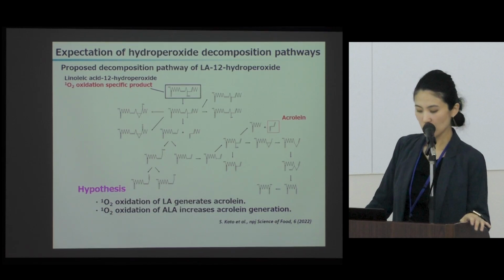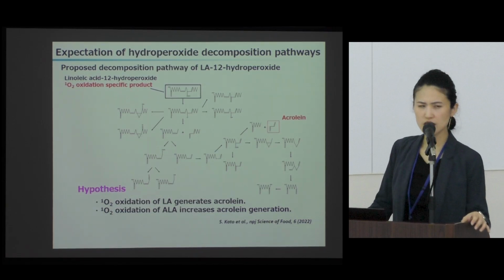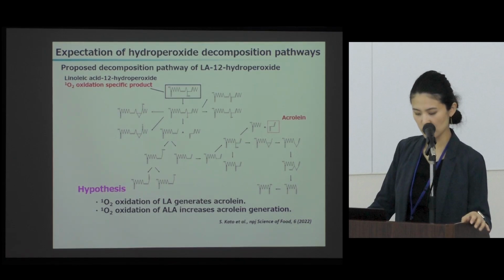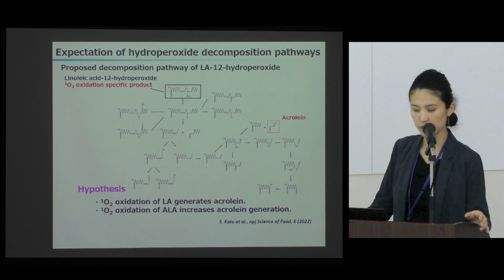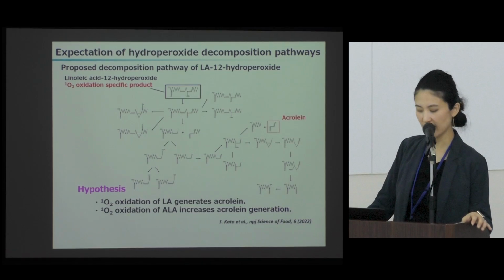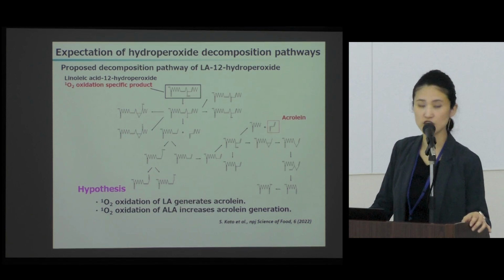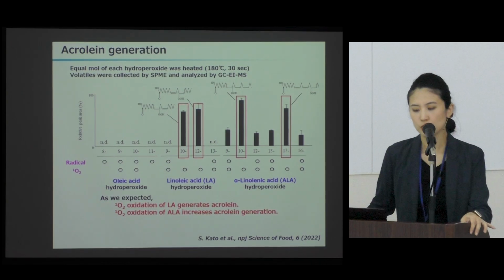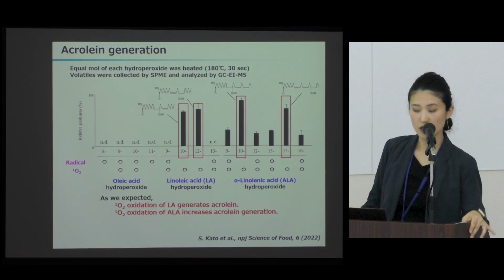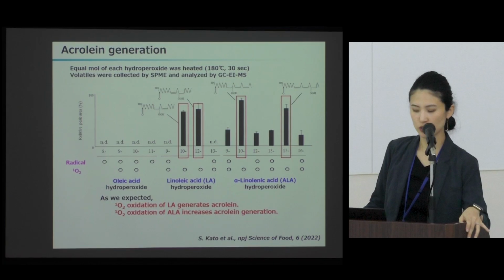So far, photo-oxidation was not taken into account for acrolein generation. So we hypothesized that photo-oxidized LA hydroperoxide can be a source of acrolein. Similarly, we also expected that the photo-oxidation of ALA would also increase acrolein generation compared with the radical oxidation. To prove the hypothesis, each LA and ALA hydroperoxide isomer was thermally decomposed.